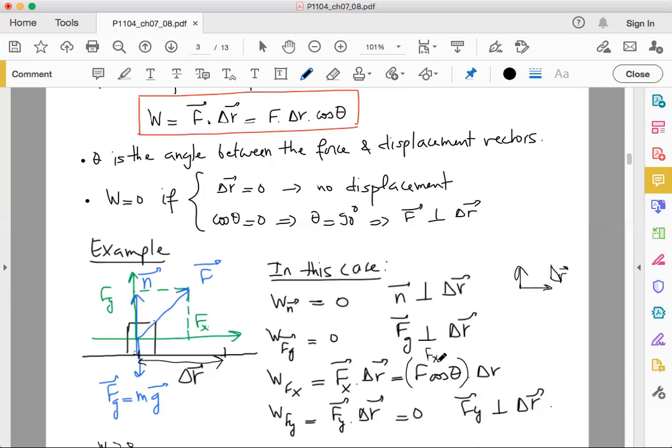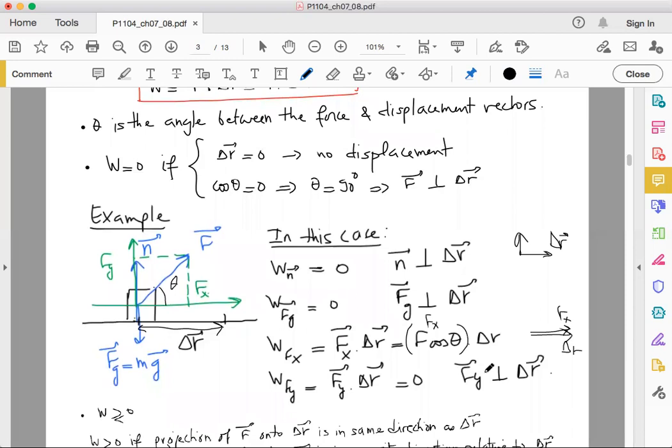So here we have two things. We have Fx, given by F cosine theta, theta being this angle, multiplied by delta R, multiplied by the cosine of the angle between Fx and delta R. And the angle between Fx and delta R is simply 0 because Fx is in this direction, and delta R is also in the same direction. It is given by this vector, delta R. So at the end, we end up with Wfx equal to F cosine theta multiplied by delta R.